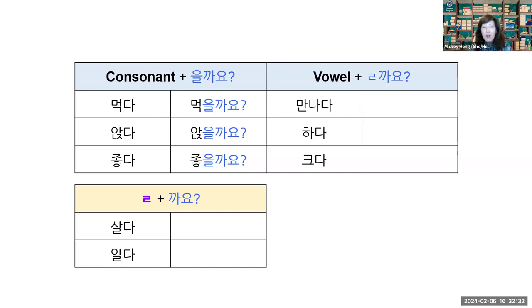만나다, 하다, 크다, they all end in a vowel, so you just put ㄹ까요 at the bottom of the base. 만날까요? Shall we meet? 할까요? 말할까요? Should we 하다 by itself? 할까요? Shall we do something? 말할까요? Should we talk? Should we tell? 클까요? Do you think something will be large?